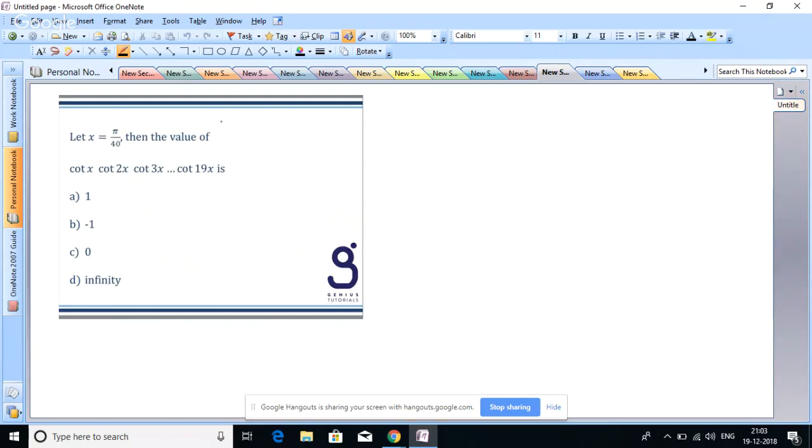Next question. Now in this question, it is given that x is equal to pi by 40, and we have to find the value of cot x, cot 2x, cot 3x, and so on up to cot 19x. In this type of question, you just substitute the value of x as pi by 40. This will be cot pi by 40, cot 2 pi by 40, cot 3 pi by 40, and so on up to cot 19 pi by 40.